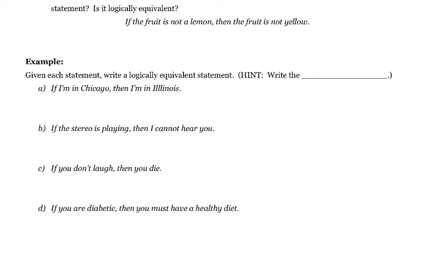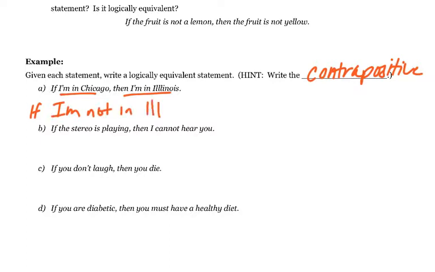Skip down to this last example. It says, given each statement, write a logically equivalent statement. So we're going to take each of these as just a conditional. And so we're going to write the contrapositives. Okay, so if I'm in Chicago, then I'm in Illinois, then the contrapositive would be flipping these two and negating them. So if I'm not in Illinois, then I'm not in Chicago.